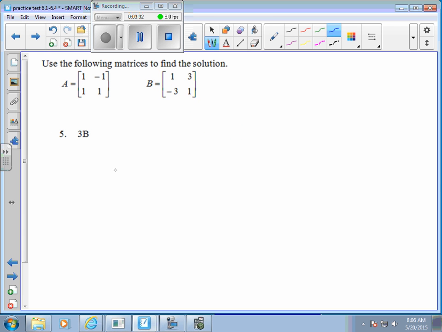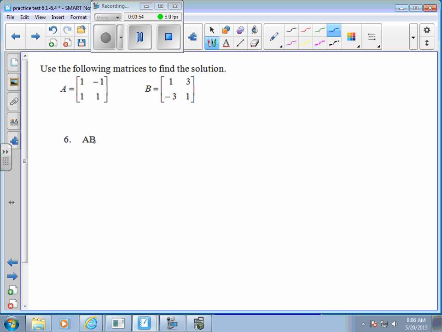For question number 5, we're going to take the scalar multiplication 3 times B. That means we're going to multiply every element in here by 3. So 3B would be equal to 3, 9, -9, 3. Just multiplying all the elements in there by 3.